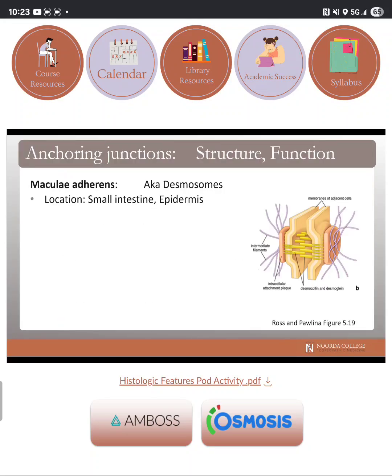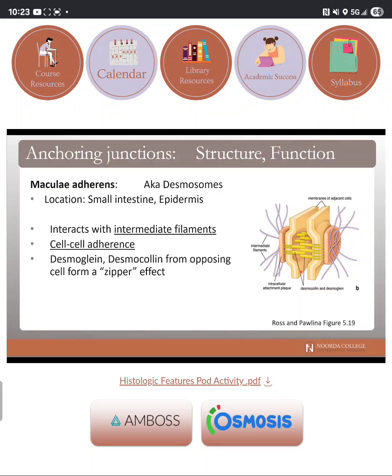Now going back to the lecture, we have your macula adherens, which is also called your desmosomes. Keep in mind they are bound to intermediate filaments inside the cell. And then you also have, again here, your cell-to-cell adherens. What causes these cell-to-cell adherens are the key proteins desmocollin and desmoglein, which cause this zipper effect to form.